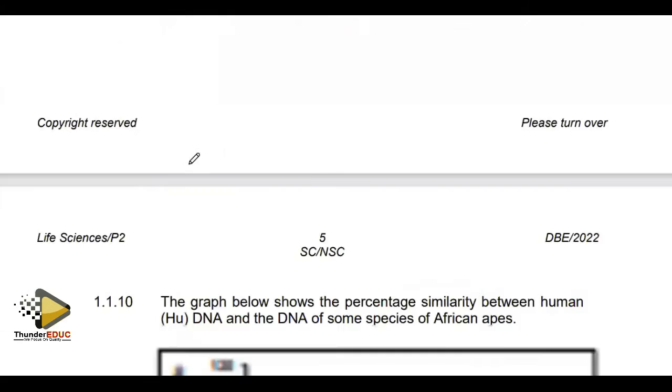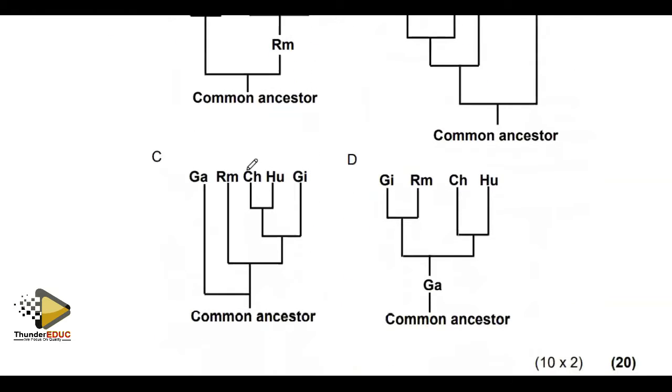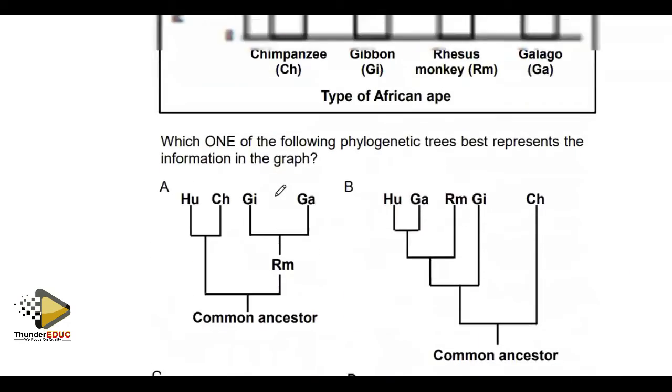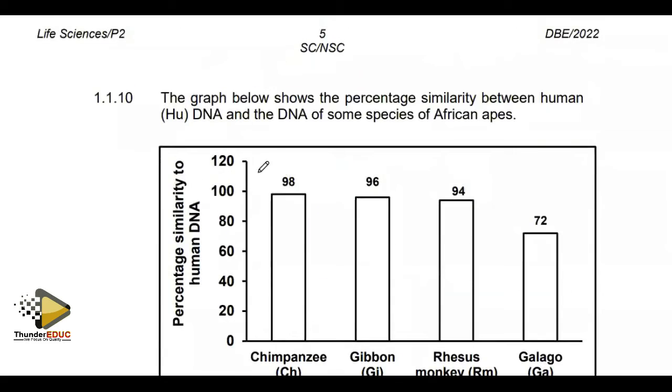And then the last objective is about the graph. It is about the phylogenetic tree. They're saying that the graph below shows the percentage similarities between humans, so we are not talking about differences.